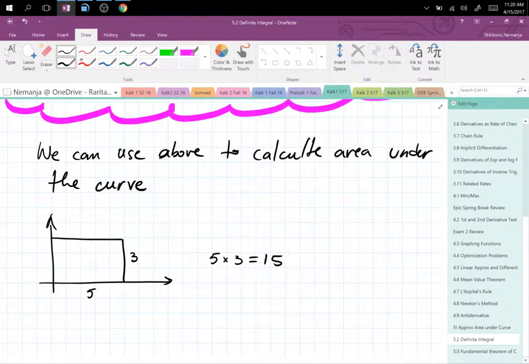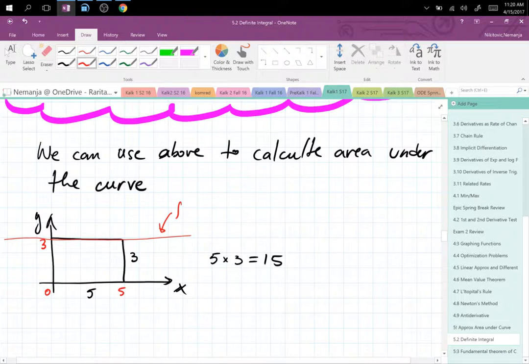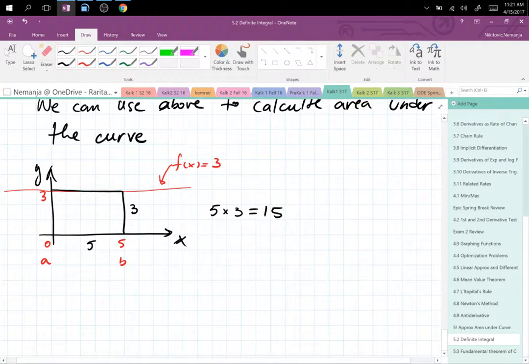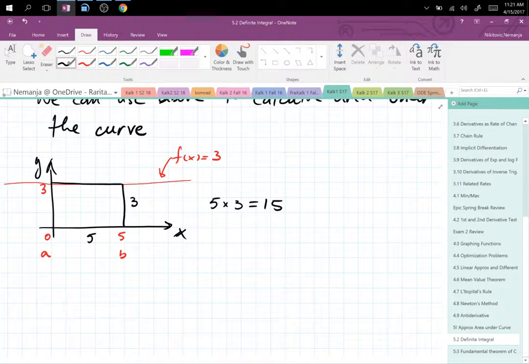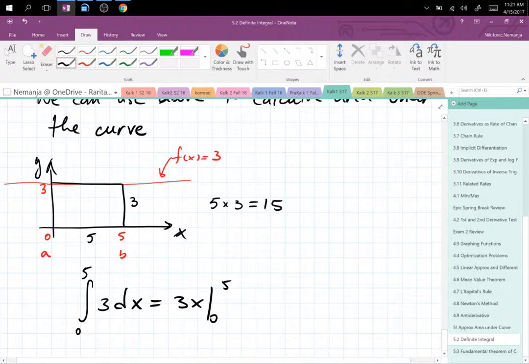Let's see. You draw the rectangle in the coordinate system, x, y. So 5 on the x-axis and 3 on the y-axis, which means it goes from 0 to 5 and then from 0 to 3, realizing that the function on top is f of x equals 3, and that your a is 0 and b is 5. So as soon as those whys come out, you just say, well, clearly the integral from 0 to 5 of 3 dx is equal to 3x computed from 0 to 5, which is 15 minus 0, equal to 15. And you proved your point.